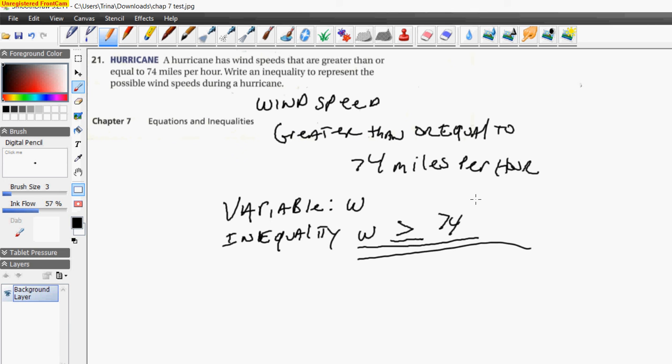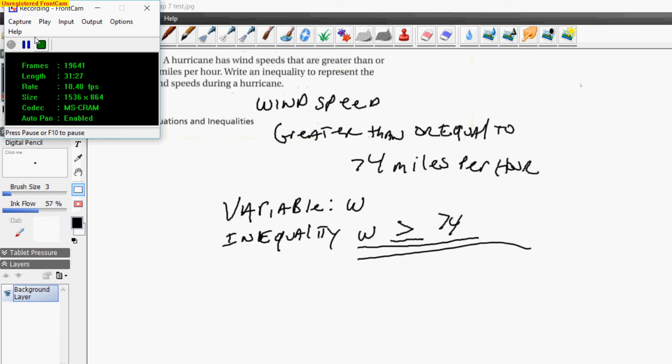Very simple. You set up the inequality: W is greater than or equal to 74. You can see it right here. The inequality is when it's greater than or equal to 74. Excellent job. You all keep it going. You all got all of those correct. I am really, really impressed.